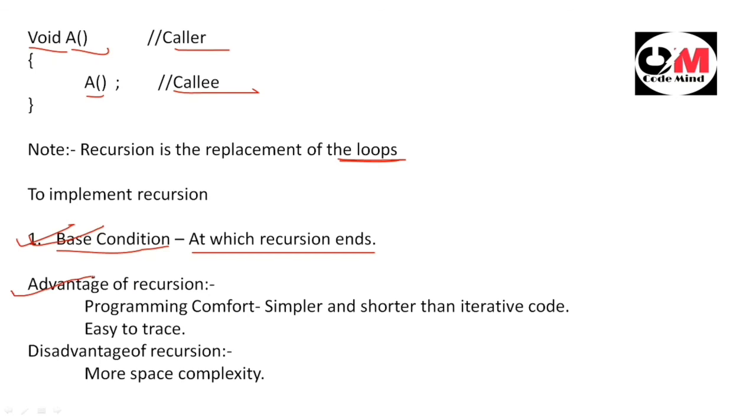There are some advantages of recursion. For example, programming comfort. If we use recursion in our program, then it will be simpler and shorter than the iterative code. Iterative codes are nothing but loops, and recursion is easy to trace. The disadvantage of recursion is more space complexity. It takes so much space in memory for its execution.